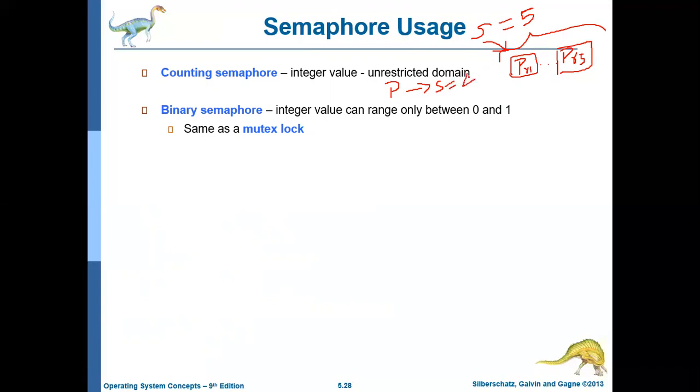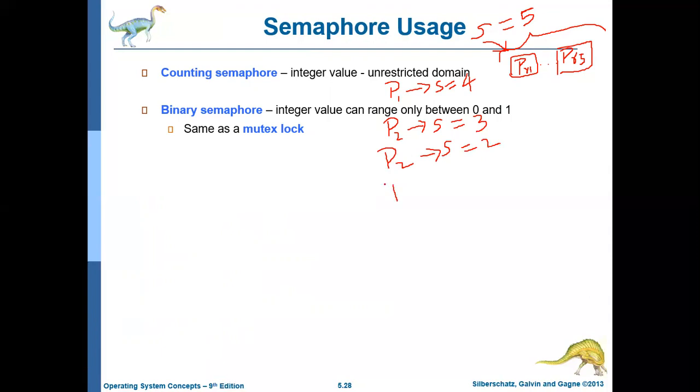Again, some other process P2 comes and says I want to access a printer. It checks what is the S value. S value is 4, so still 4 printers are available. So it will take one printer and it will make S 3. Again, P3 comes and checks whether the printer is available or not. It checks the semaphore. S is 3, so already 3 printers are available. So it will take one and it will make S 2.